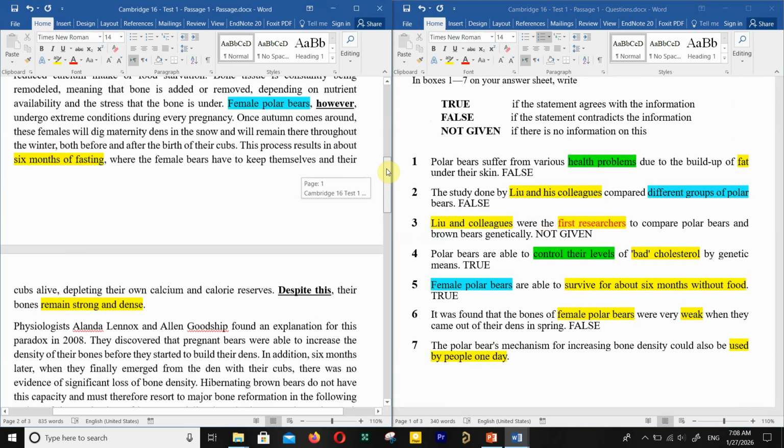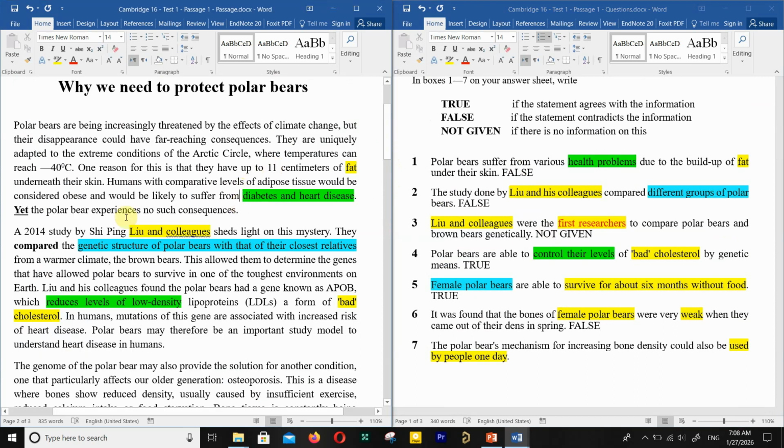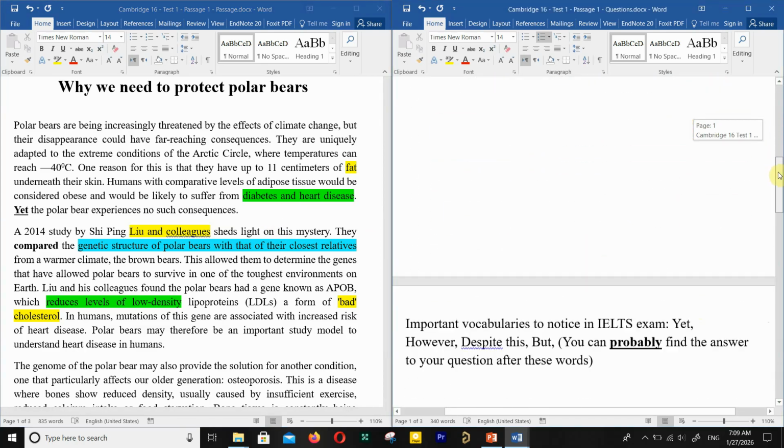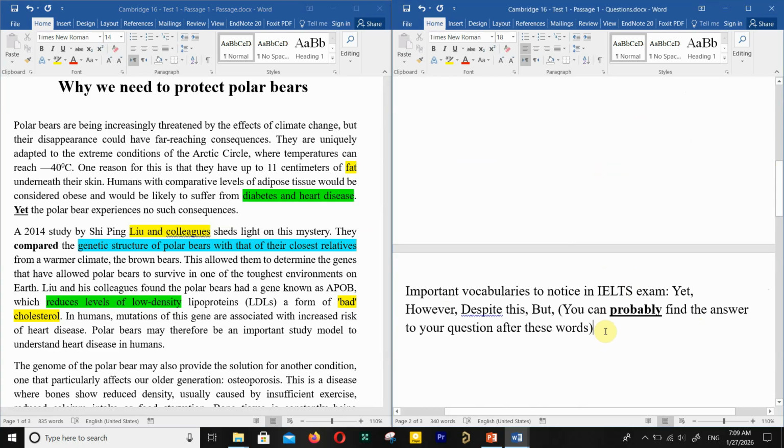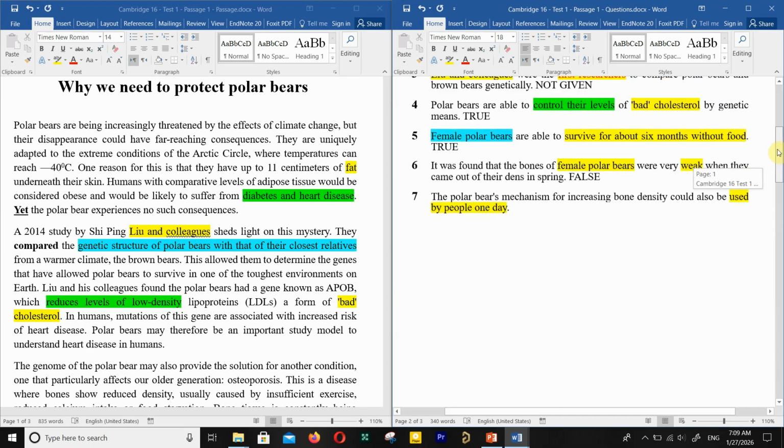Number 1, you find the answer after yet. Yet the polar bears experience no such consequences because the humans suffer from health problems. Okay? So this is a really great point to notice. Whenever you see these words, you have to read your passage more carefully than before, because sometimes you have to save a lot of time, and in order to do that you have to know where to look very carefully. Okay, so this is it.